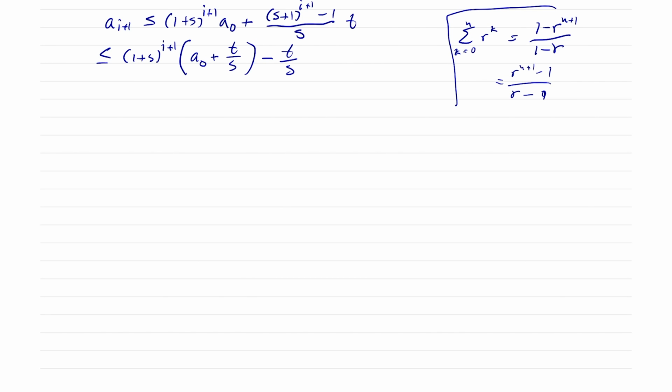Well, we know that 1 plus s to the I plus first power is less than e to the s. So this might seem dramatic, but we get this. I plus 1 to the s times a0 plus t over s minus t over s. And there we go. That is the end of that lemma. Okay, so now we have proven 2 lemmas that will lead into our theorem, and so then we can now talk about theorem 5.9 out of Burden, and this is what we get.